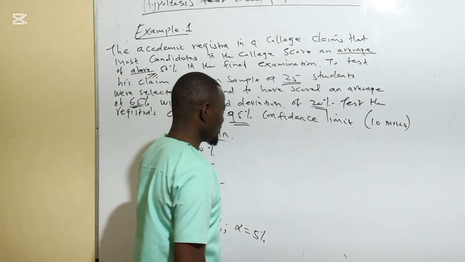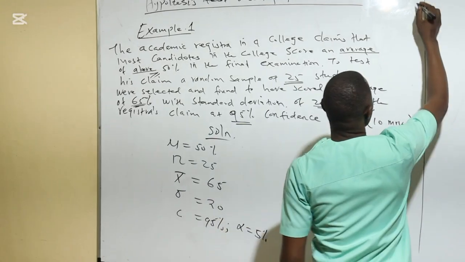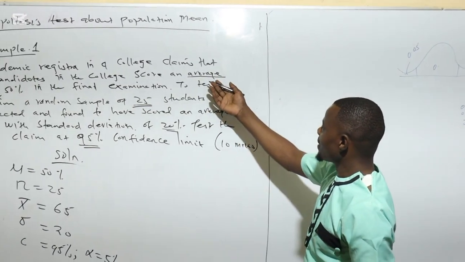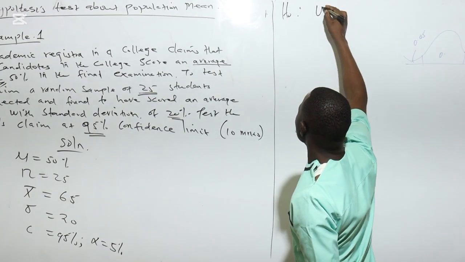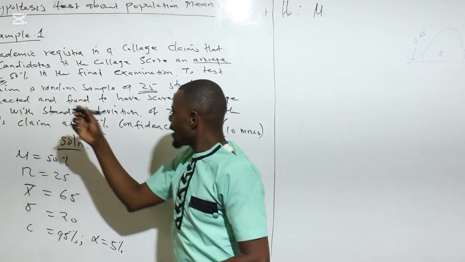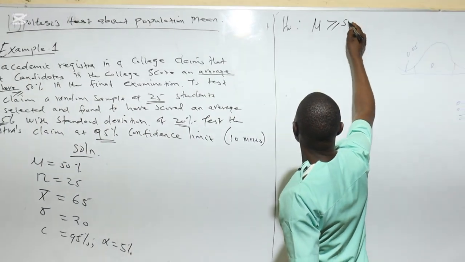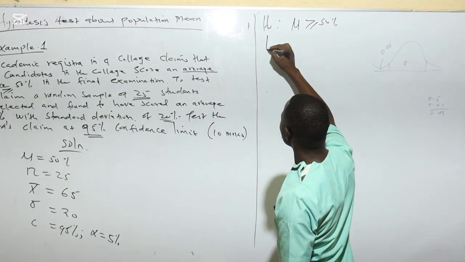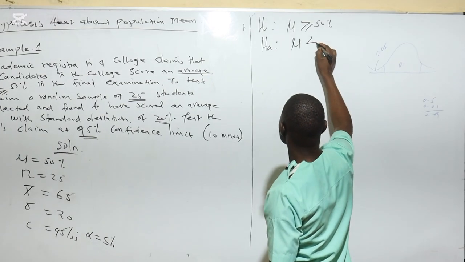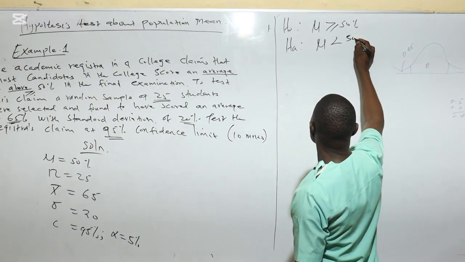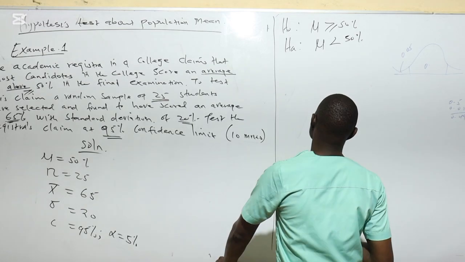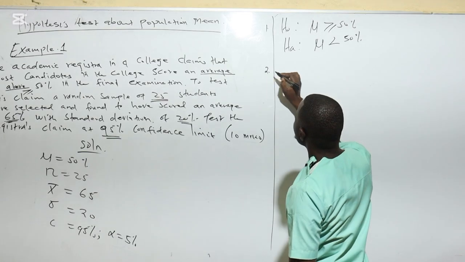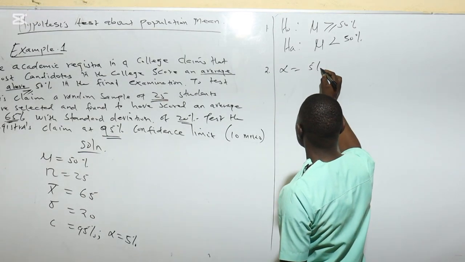So let's look at the first step. Step number 1, state the null and alternative hypothesis. Since it is average, then our null hypothesis will be mu above 50%. You can use 0.5 or 50. And once you have the null, then the alternative hypothesis will contradict and say it is less than 50%. Step number 2 is the alpha value, we have it to be 5%.